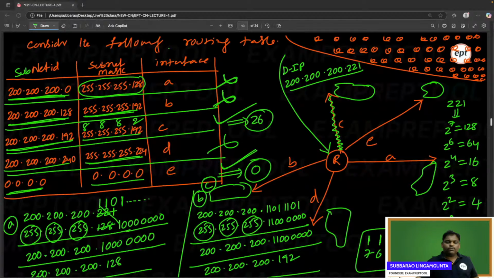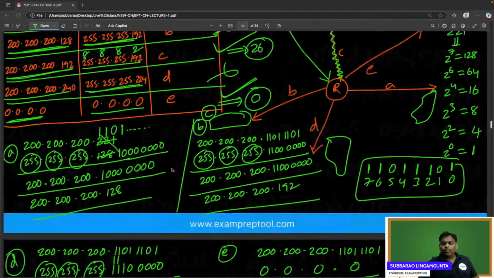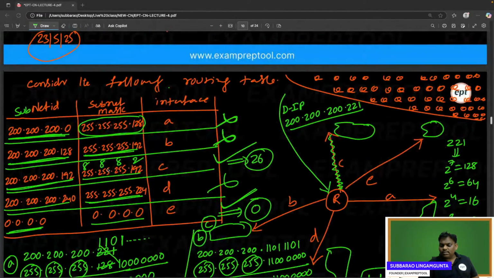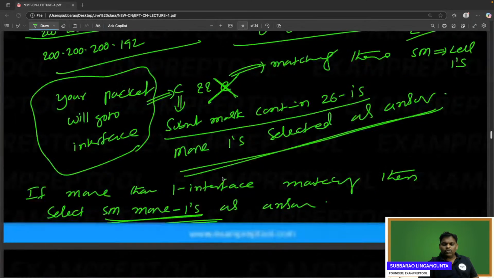Any doubts? If more than one is matching, select that one as the answer which has the subnet mask with more ones. Suppose one has 26 ones in the subnet mask and another also has 26, you go. If one has 26 and another has 30, go for 30. Right, perfect. Now let's go to the next problem.